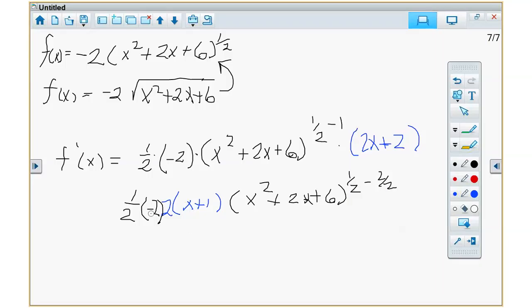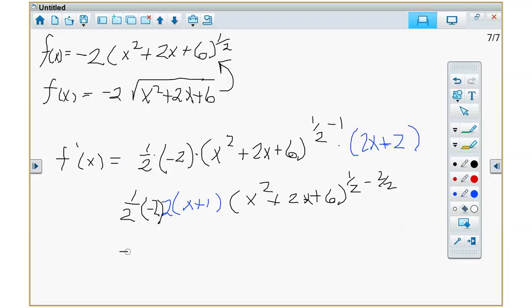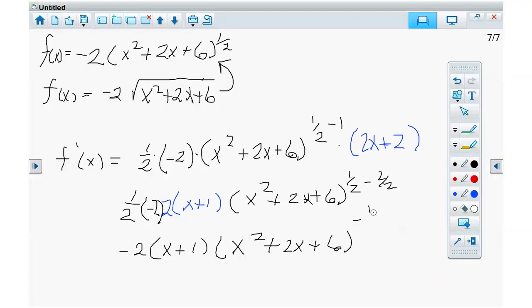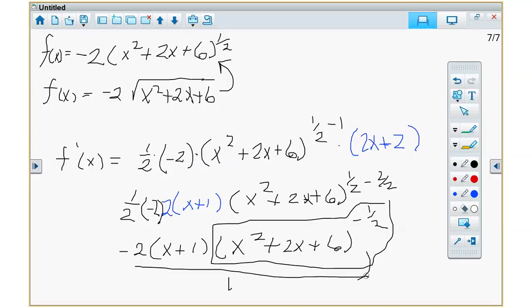Well, we can go ahead and do this. What's negative 2 times 2 divided by 2? Negative 2. And then you've got your x plus 1. And then you've got x squared plus 2x plus 6 to the negative what? I'm sorry, negative 1 half. I'm having a brain bubble. Negative 1 half. And that means that all this can go where? Downstairs, because all this is over what? 1, so this can come downstairs.